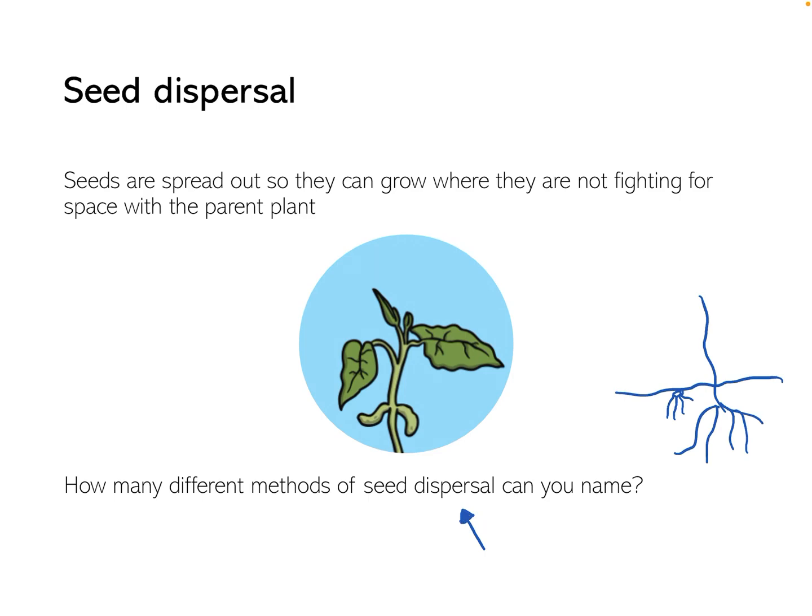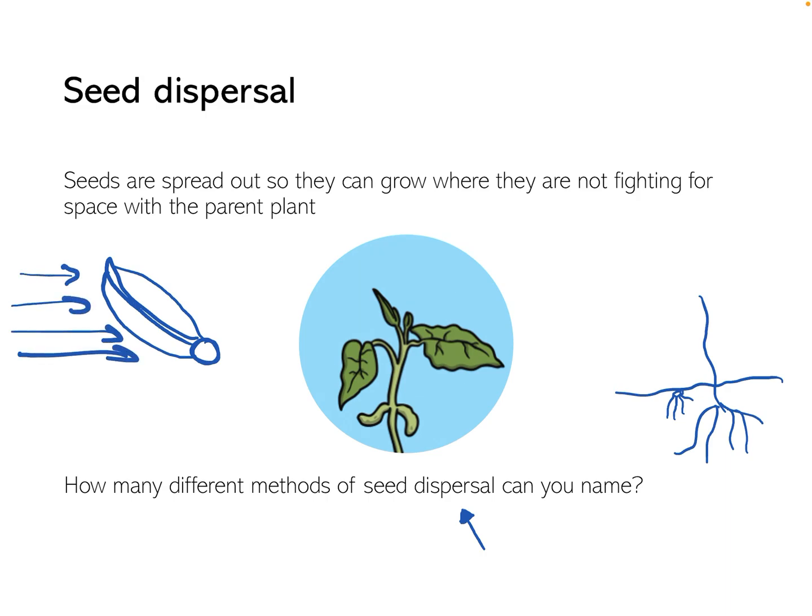Now, dispersal is talking about how plants spread. How many different methods of seed dispersal can you name? Now, I remember one, and we looked at it when we went on the fields near the beginning of term and we were doing our sketching of plants. We found some sycamore seeds, and they looked a little bit like that. You might call them helicopter seeds. That's one way, because the wind can blow it.